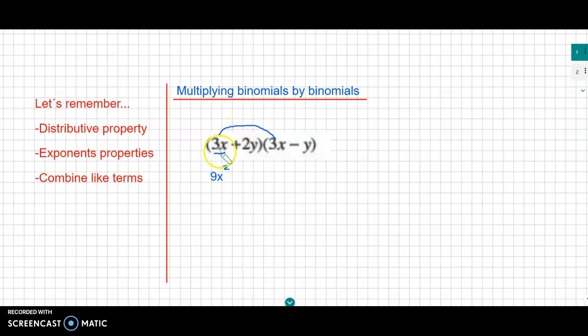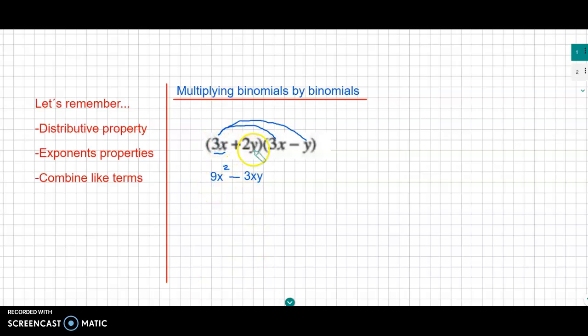Then we continue by multiplying the same first term by the second term of the second binomial. So 3x times minus y. The signs first: positive times negative, which is negative. So we write negative. And 3x times y, they are not the same variable, so we don't need to add any exponents here. We just keep the original variables. So it will be minus 3xy. And that's it, we're done with the first term.